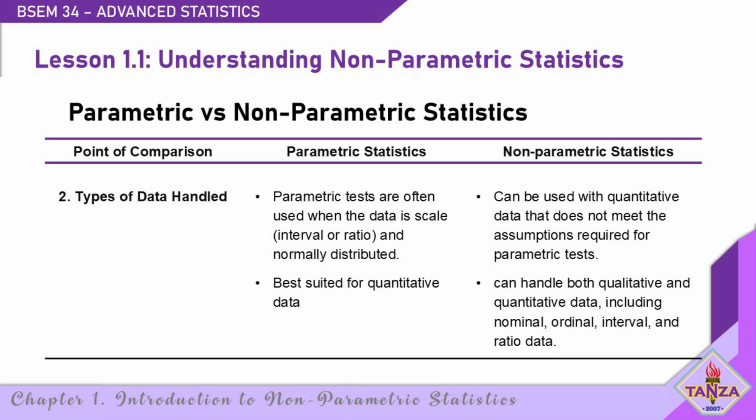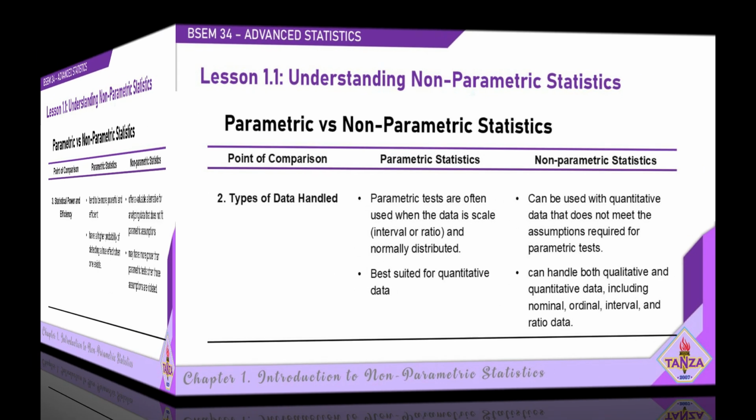To put it simply, parametric methods are a bit picky, they want specific types of numerical data. Non-parametric methods are flexible and can work with both numbers and categories.